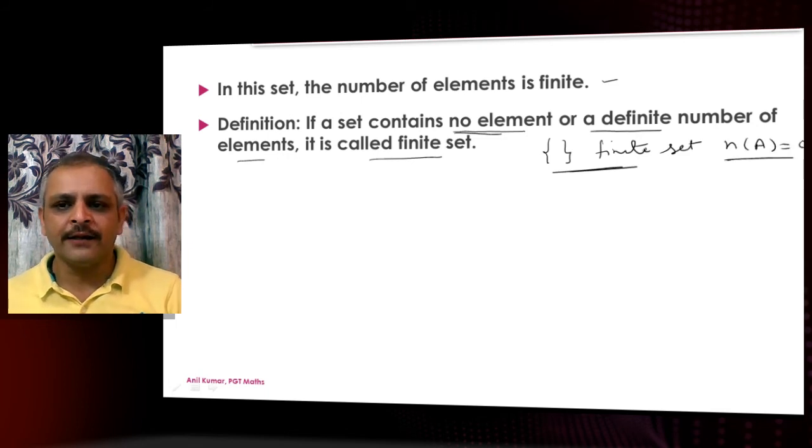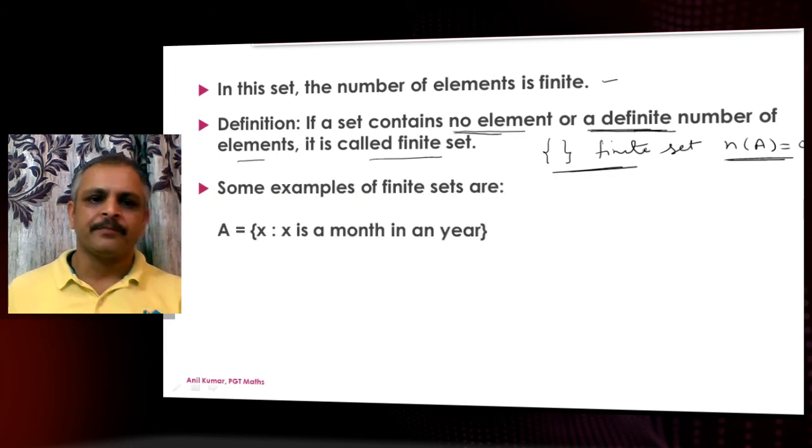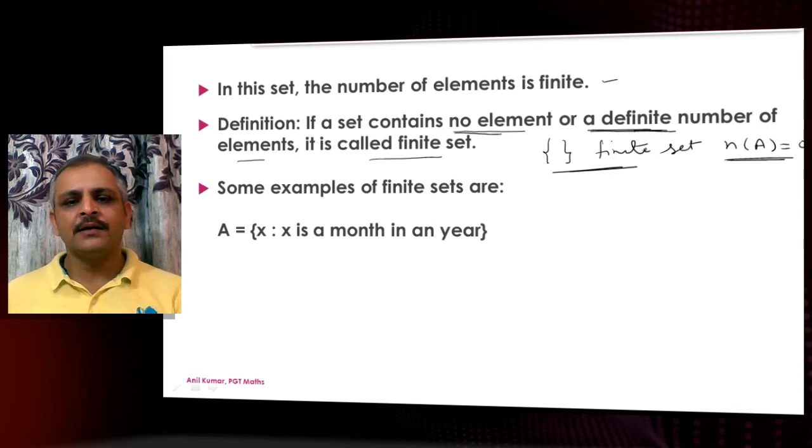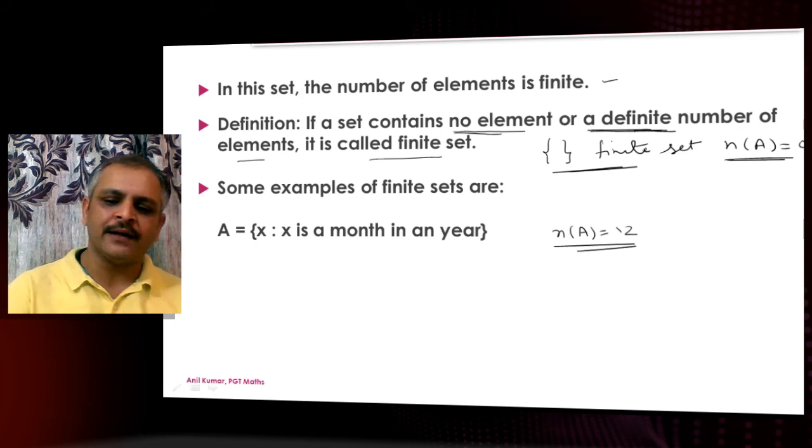So we can define it. So it's an empty set. And the others, whose cardinal number is non-zero, are non-zero finite sets. Some examples of finite sets: X is a month in a year. We have only 12 months in a year. So that's countable. So the number of elements in A will be 12. So we will say that yes, it's a finite set.